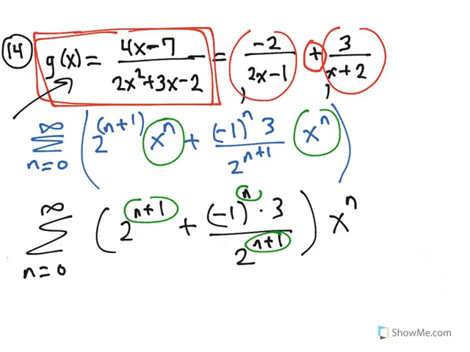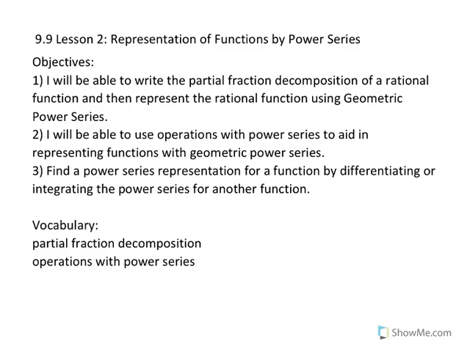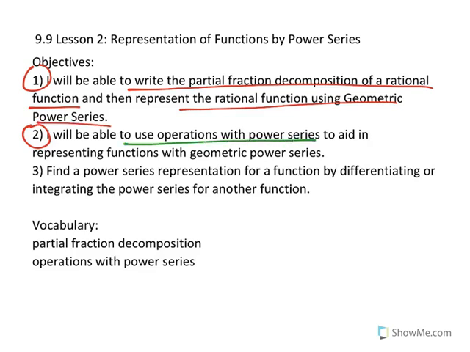On the interval of convergence, which is the intersection of the intervals of convergence for the two geometric power series for the two partial fractions. So the interval of convergence would be from -1/2 to +1/2. So what we've done are objectives 1 and 2. We looked at how to write the partial fraction decomposition of a rational function and then represent the rational function using geometric power series. And we used operations with power series to add the two geometric power series to get the power series that represents our problem that we began with, and we found the interval of convergence for that.